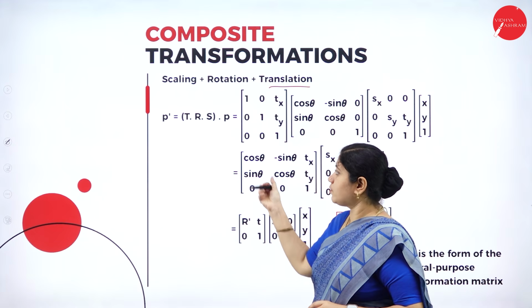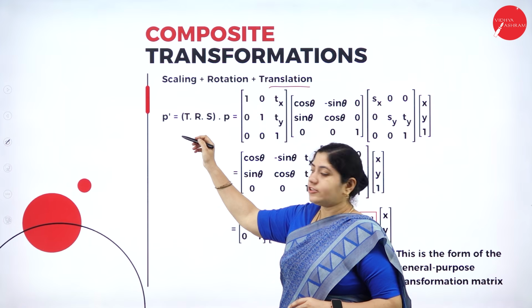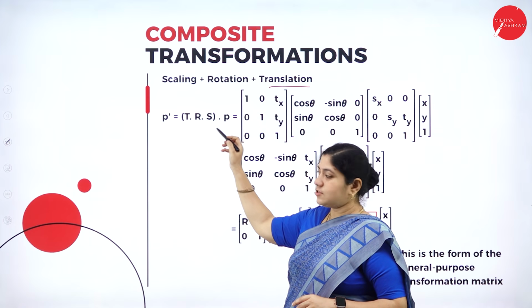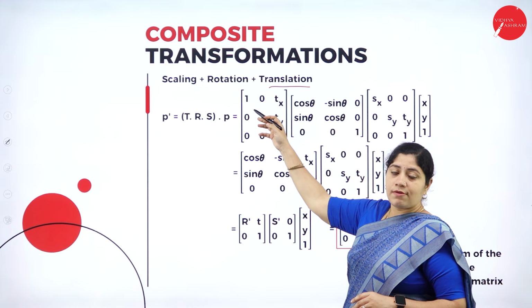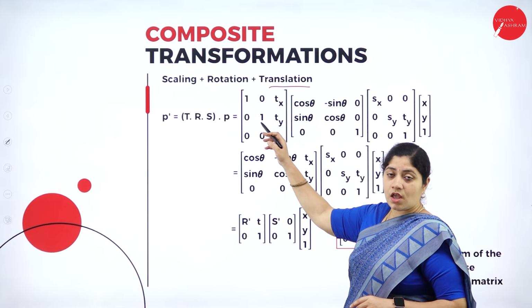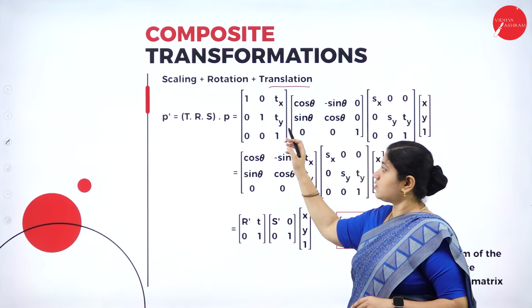So now let's see how it is possible. P' equals T into R into S, which will be equal to P of, we know the transformation matrix will be written as 1 0 Tx, 0 1 Ty, followed by 0 0 1.